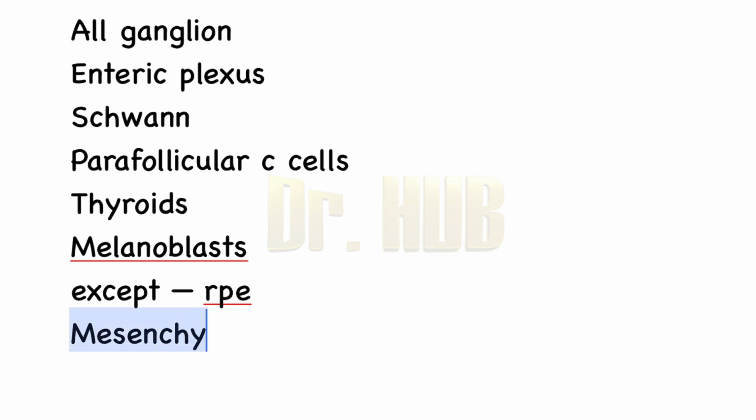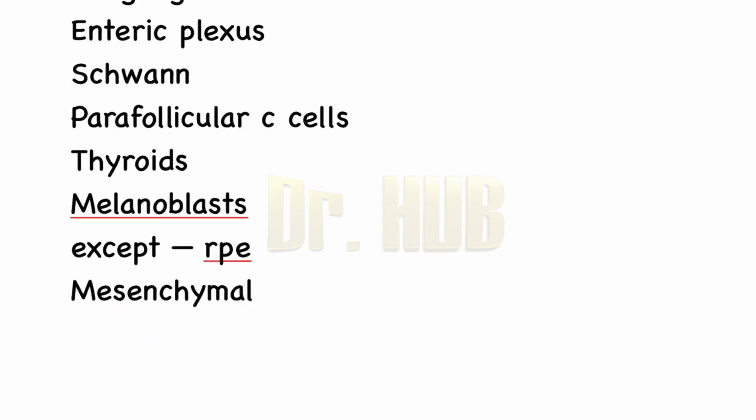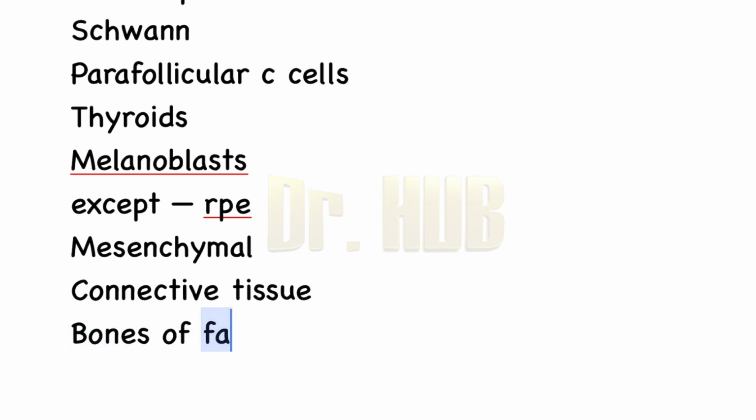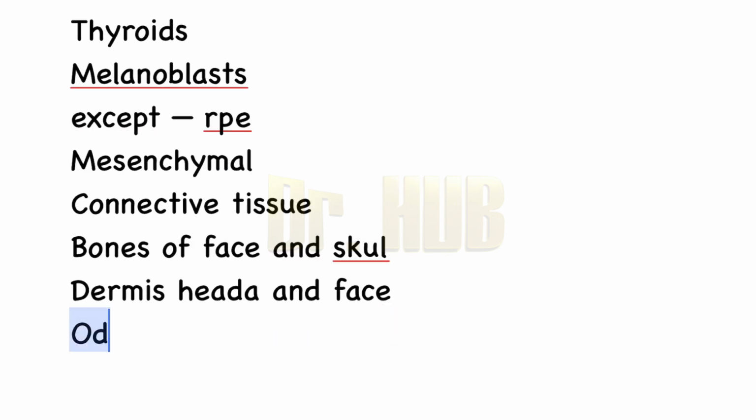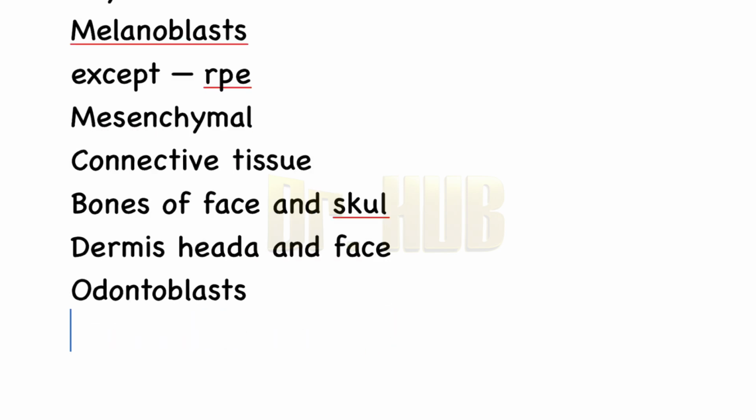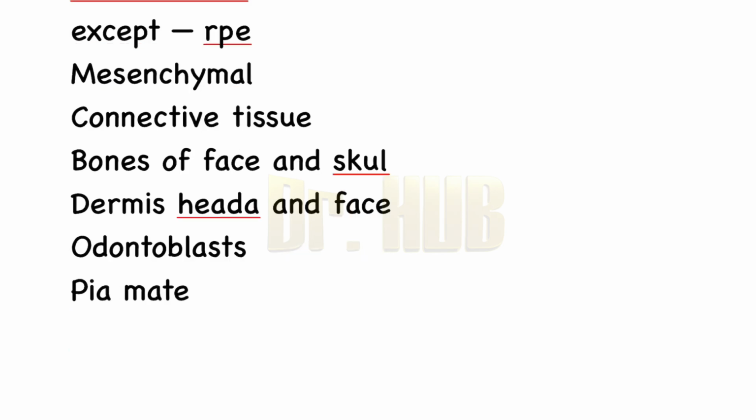Now let's look at the mesenchymal derivatives. Mesenchymal includes the connective tissues, then the bones of the face and also the skull. There is also the dermis of the head and the face. There are odontoblasts, the arachnoid and the pia mater. There is the conotruncal septum in the heart.